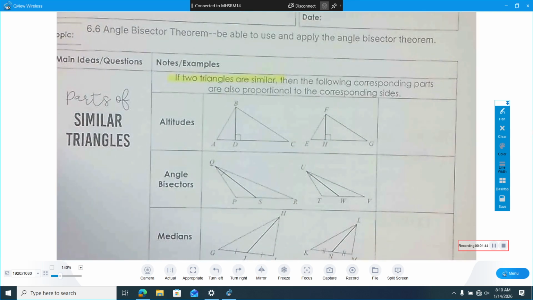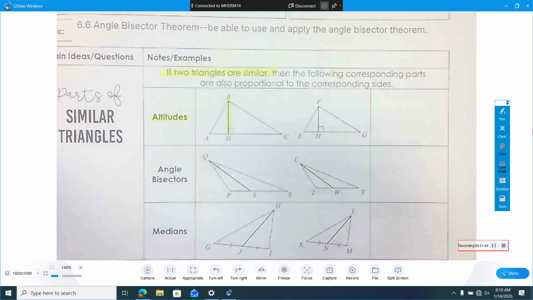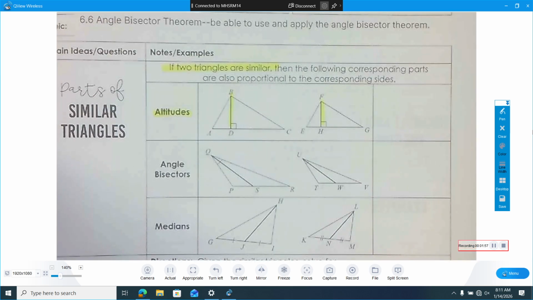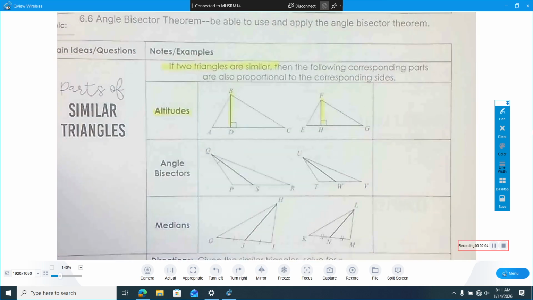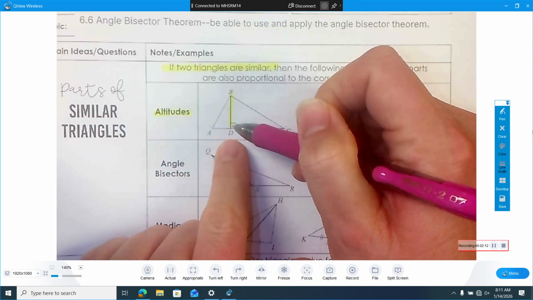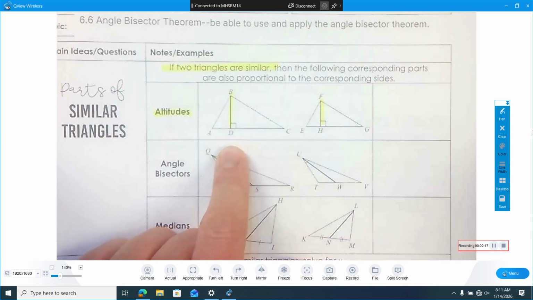If you have altitudes, now what is an altitude? An altitude is a line dropped from a vertex perpendicular to a side of a triangle. So an altitude drops perpendicular to the opposite side from a vertex. We have these altitudes here, and it turns out that the corresponding parts are also proportional to pairs of corresponding sides. Now this altitude doesn't happen to be part of these similar triangles. It's an added bit, all right?